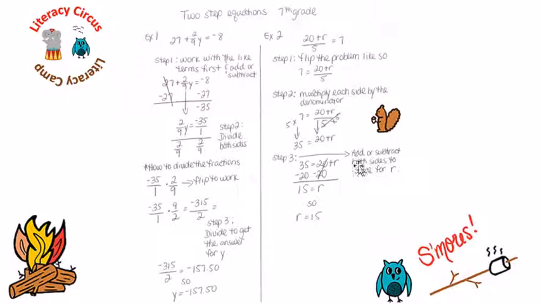Step 3 is to add or subtract both sides to solve for r, because this is what we have left. We're going to use our 20 and either add or subtract it on each side. In this case, we're going to subtract because this number is positive. So subtract 20 from 35, and also subtract 20 from the 20. These two 20's cancel each other out. We bring our r down, and when we do the math on this side, it gives us 15. So r equals 15.